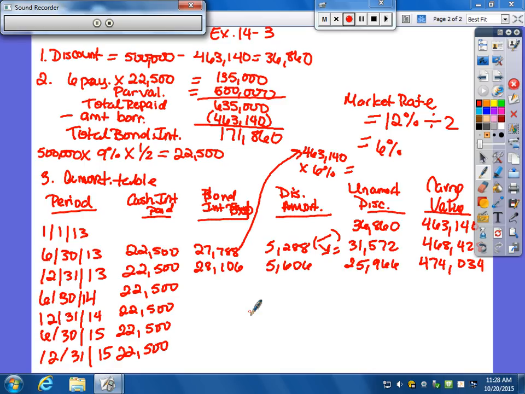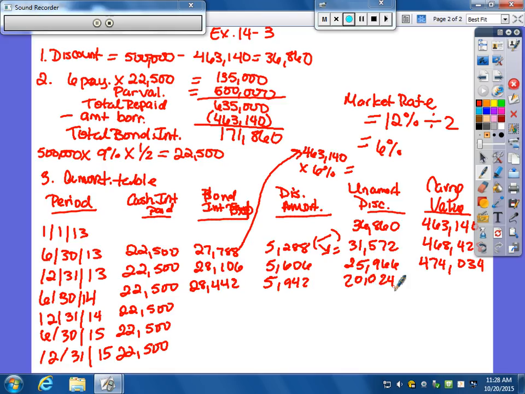474,034 times 0.06. That's 28,442. And 28,442 subtracting out the cash interest paid of 22,500 is 5,942. 25,966, which is the unamortized discount, subtract out the discount of 5,942. 20,024.